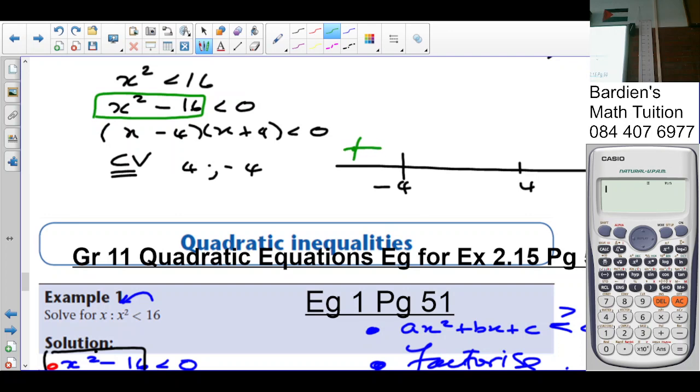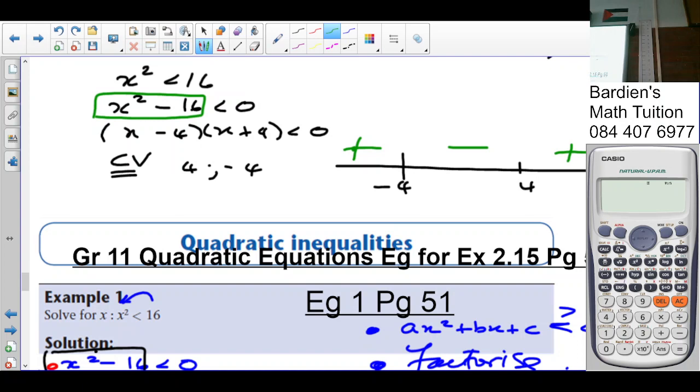Choose any value between negative 4 and 4. 0, nice. 0 squared? 0. Minus 16? Negative. So this answer is negative. Choose any value greater than 4. 5, nice. 5 squared? 25. Minus 16? 9. Positive.